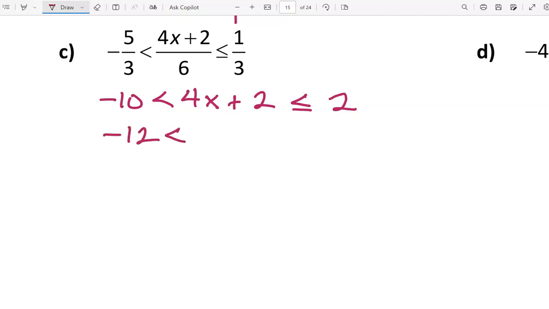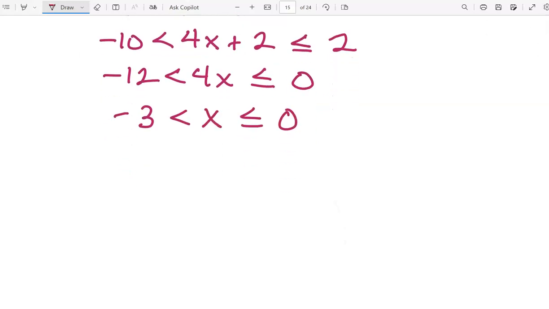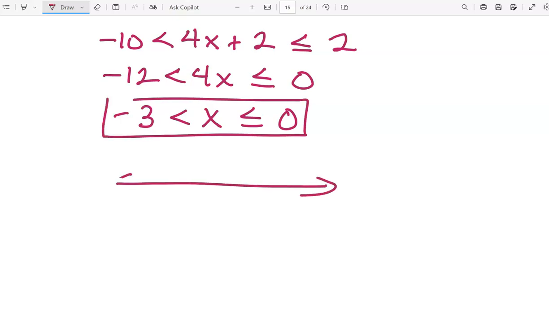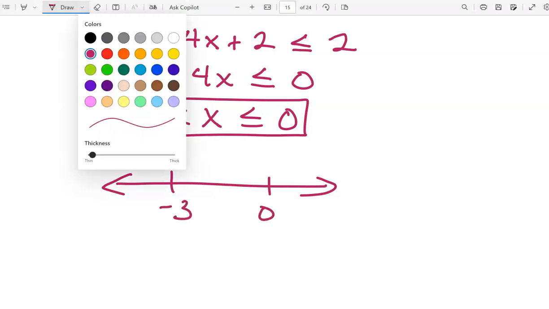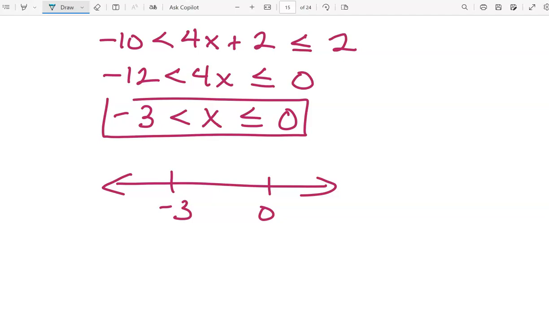Subtracting 2, and then dividing by 4, we get -3 is less than x is less than or equal to 0. And then we can graph that on the number line. X is between -3 and 0. Not inclusive at -3, inclusive at 0.